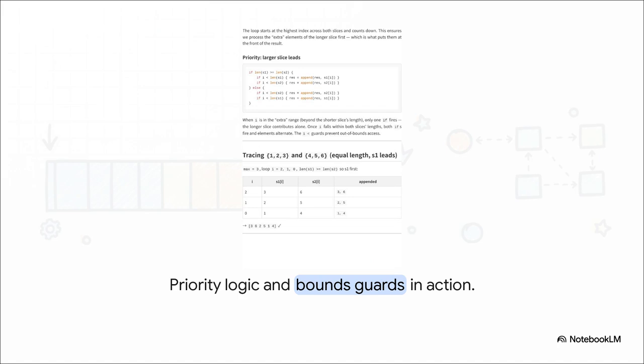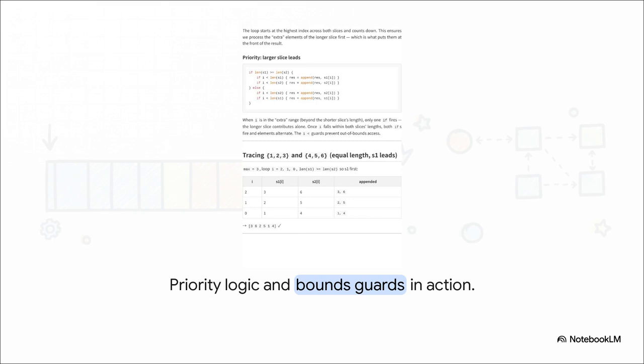Looking at this priority logic in action highlights something absolutely crucial: the guard clauses. See those inner if i is less than len of S1 and if i is less than len of S2 statements? When our index i is hanging out in that extra range, meaning it's a high number that only the longer slice actually possesses, only one of those if statements is going to fire. The shorter slice fails the guard check, which totally saves us from a program crashing out of bounds error. The longer slice just contributes all on its own.